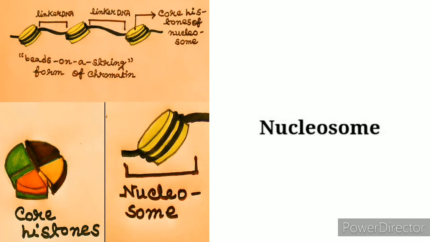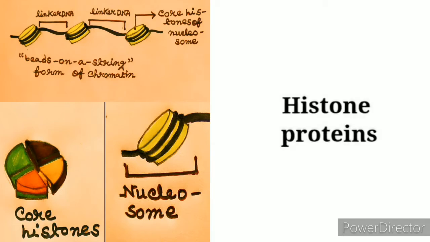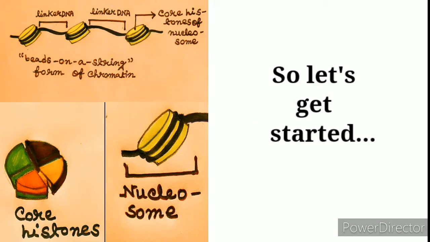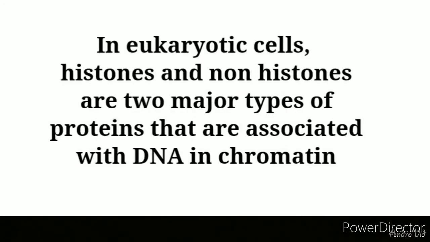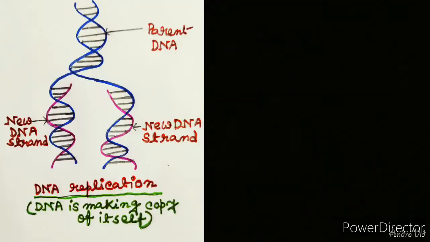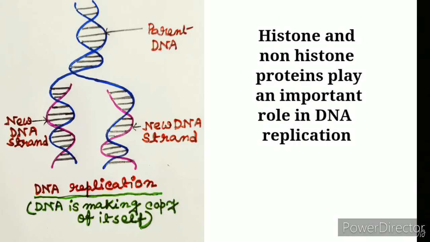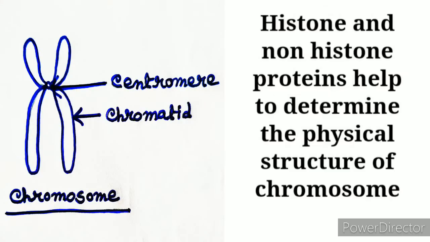Today we are going to discuss chromatin, nucleosome and histone proteins. So let's get started. In eukaryotic cells, the histones and the non-histones are the two major types of proteins that are associated with DNA in chromatin. The histones and the non-histone proteins play a very important role in the process of DNA replication and help to determine the physical structure of chromosome.